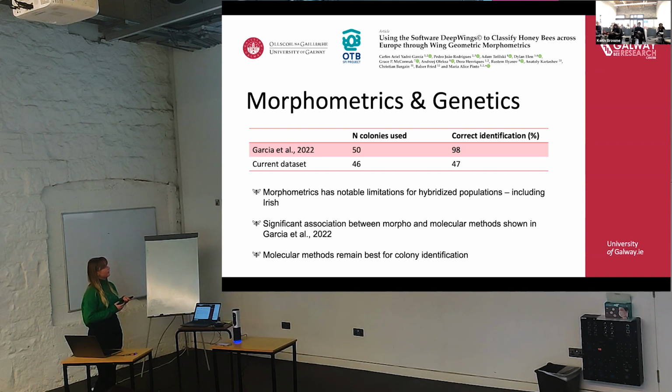So we think that this is demonstrating that morphometrics has notable limitations for populations where there's varying levels of hybridisation, as Stephen was touching on earlier. The Irish population that we have has very much varying levels of hybridisation, which might not make morphometrics as suitable for colony identification. For this reason, we don't recommend using morphometrics alone as a method of classification, despite its ease and simplicity. But we do recommend combining it with a molecular method of identification for entirely accurate subspecies identification.